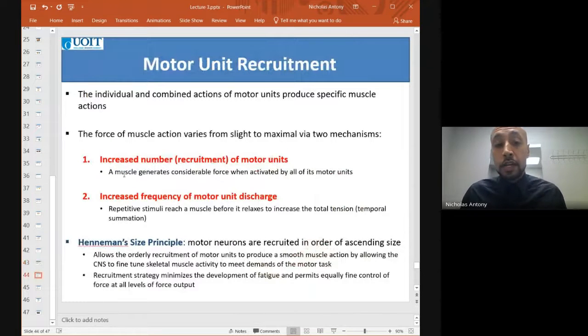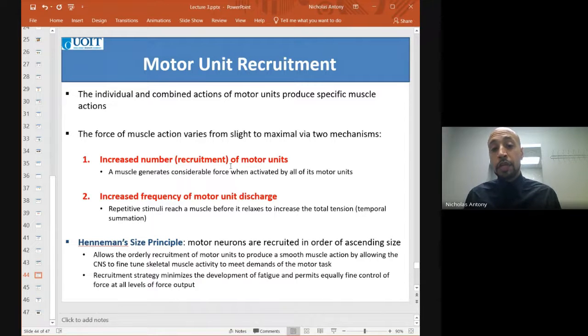Now, the recruitment strategy when we decide to activate a muscle by more of an amount is through what's called Henneman's size principle, which dictates that we activate the motor units on the basis of increasing size. Smaller motor units are more endurance, whereas bigger motor units are for power. So you want to activate the endurance ones first in a stepwise fashion.